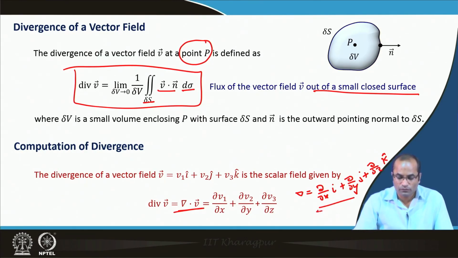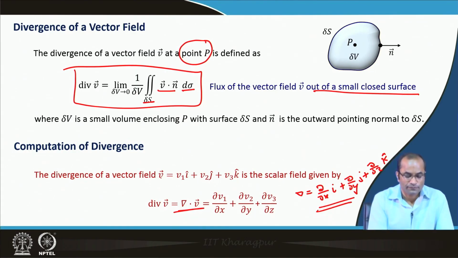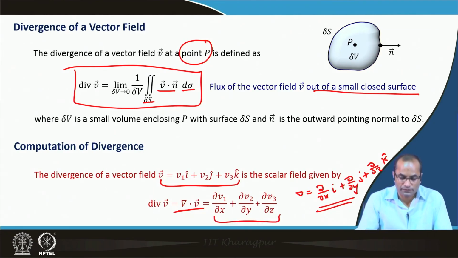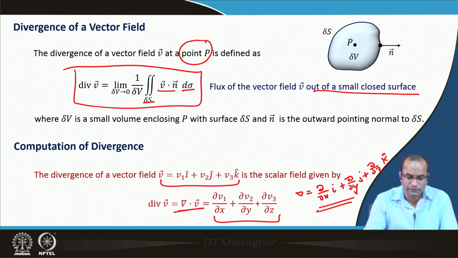So, this del operator, when we do the dot product with the vector field V, we will get naturally del V1 over del x, del V2 over del y, and del V3 over del z.